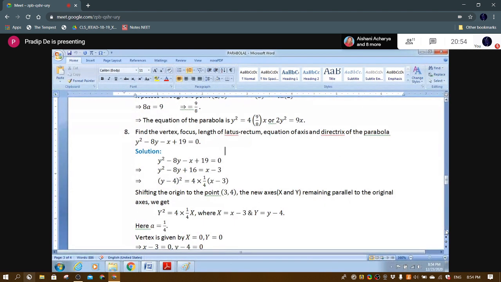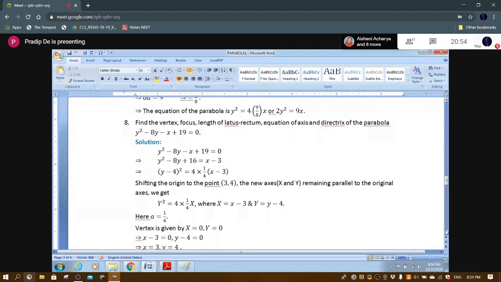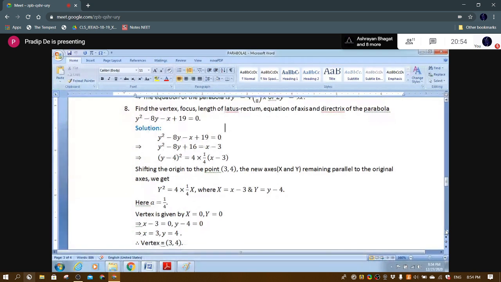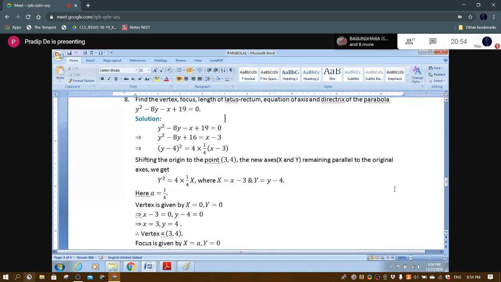So how do you get the vertex? Vertex is given by X equal to 0, Y equal to 0. That is x minus 3 equal to 0, y minus 4 equal to 0. That is x equal to 3, y equal to 4. The vertex is at (3, 4). Any doubt here? How to find the vertex? Is it okay? Yes, sir. Now, what is the next thing?